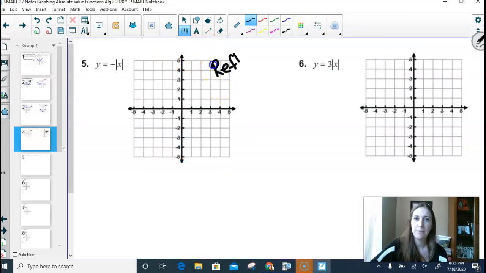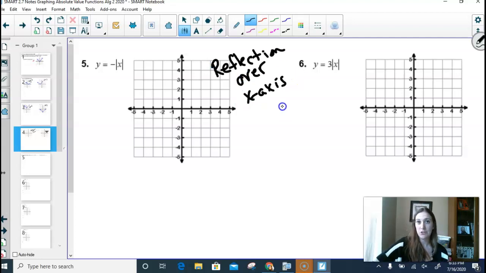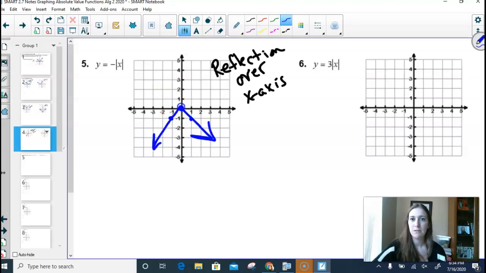And more specifically, this is a reflection over the x-axis. Some kids or teachers call this a vertical reflection. Totally fine. I get what you mean. The vertex, however, didn't change. It's still at the origin, but instead of going up and to the right and up and to the left, it goes down to the right and down to the left. Talk about that in a minute.